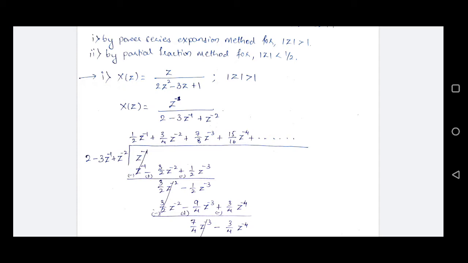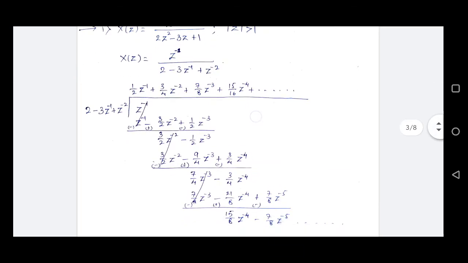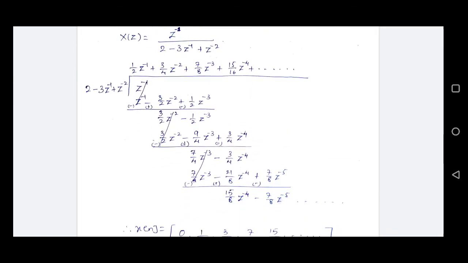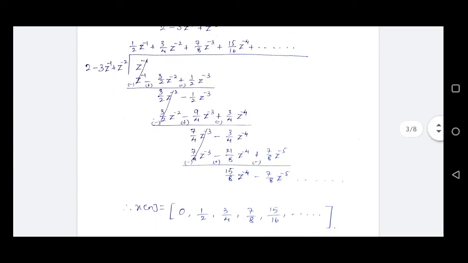Expressing this in the negative powers of z, X of z can be written as z inverse divided by 2 minus 3z inverse plus z to the power minus 2. Now by using the long division method, we'll divide the numerator by the denominator. The series that we obtain is half z to the power minus 1 plus 3 by 4 z to the power minus 2 plus 7 by 8 z to the power minus 3 plus 15 by 16 z to the power minus 4 and so on. This will be an infinite series.